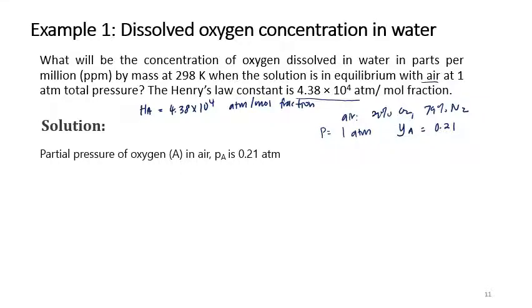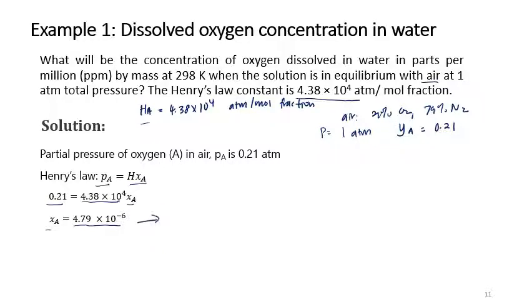The Henry's law form that you can use is PA equals H times XA, where H is the Henry's law constant. Then you can just replace PA with 0.21, and H is given, and then XA. So XA here is 4.79 times 10 to the power of minus 6. This is mole fraction, so you have to convert this mole fraction into ppm by mass.